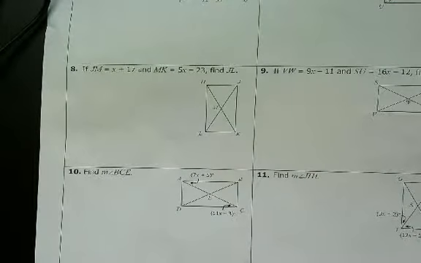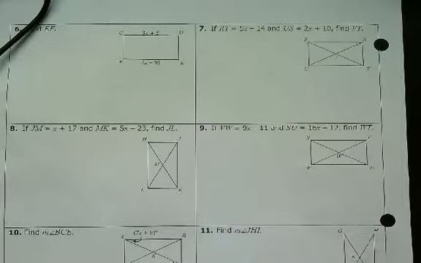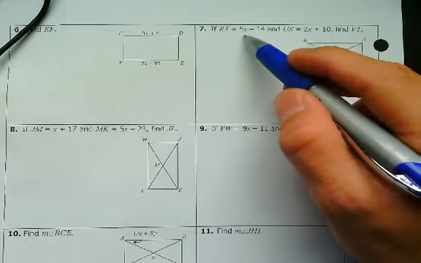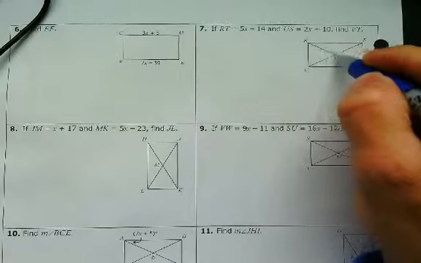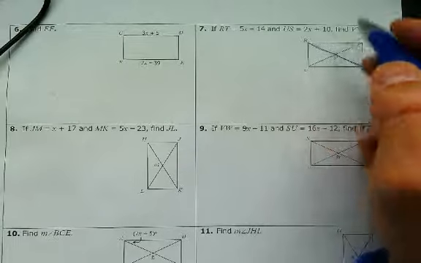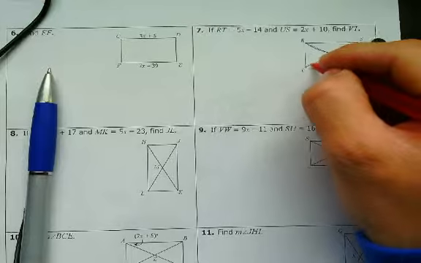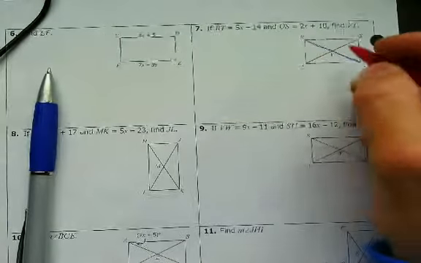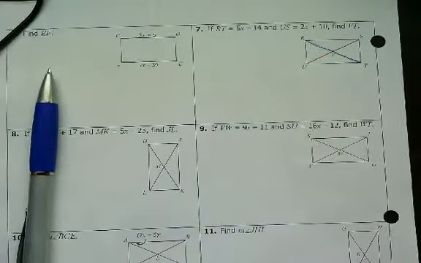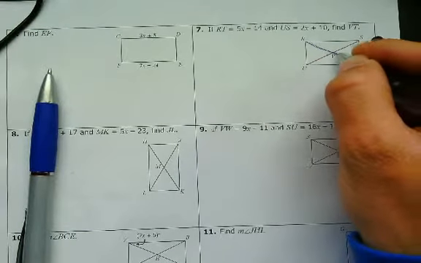Okay, let's go ahead and take a look here at number 7. Okay, so here's 7. If RT is equal to 5x minus 14, here's RT. Put him in blue, 5x minus 14. US is equal to 2x plus 10. I'll do US in red. Find VT. Okay, here's VT. So we're trying to find this black piece.